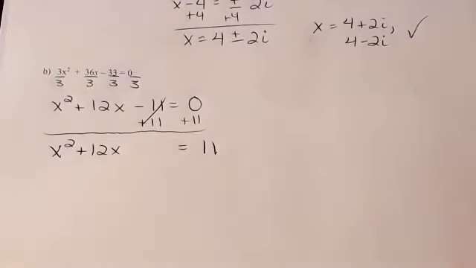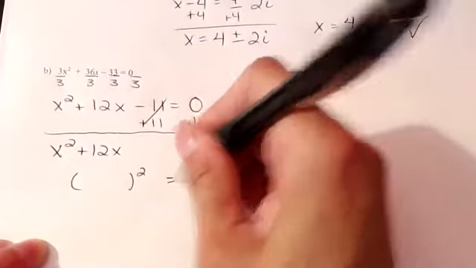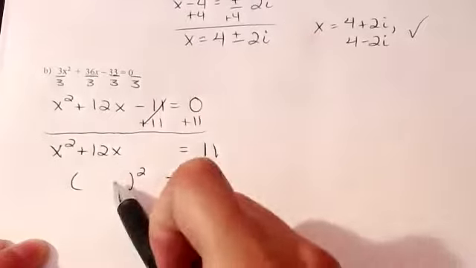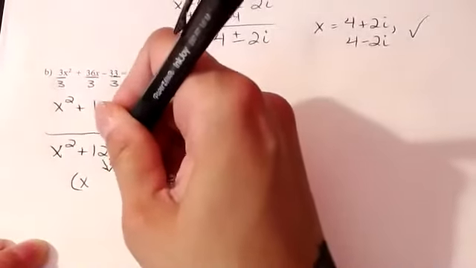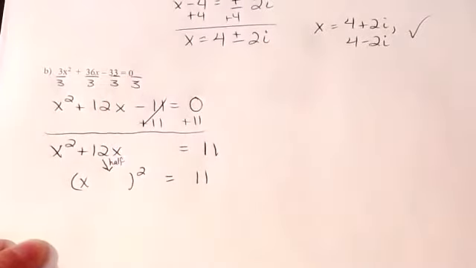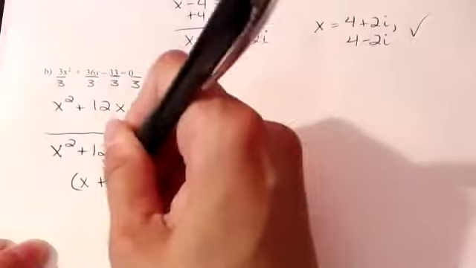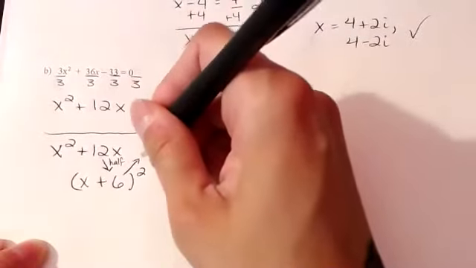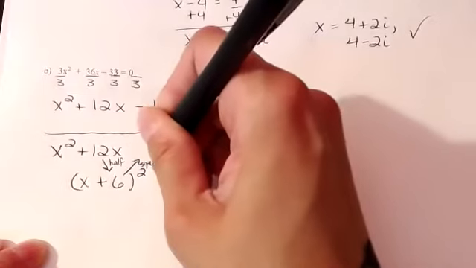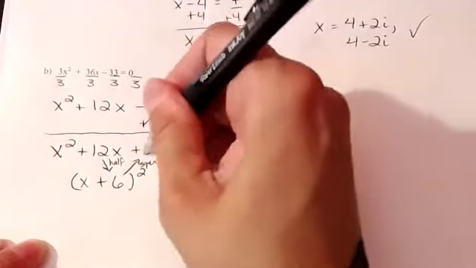Now I want to complete the square. I want to write this as the square of a binomial, right? That's my goal. So in order to do that, I want to take half of this 12, which is 6. So half of 12 is 6, and it's a positive 6. And then I want to square it. So 6 times 6 is 36.